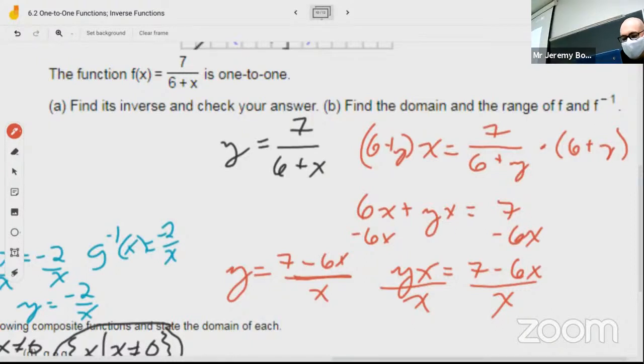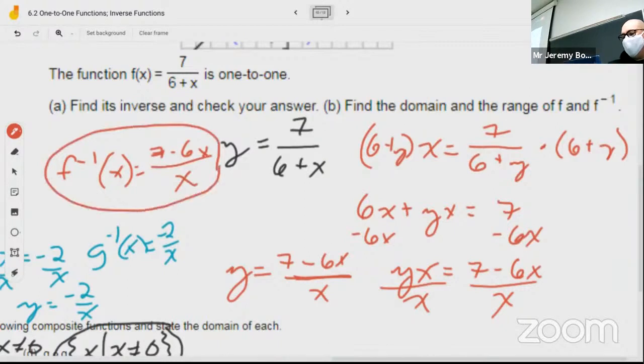And then the last thing we've got to do is, it was f, so f inverse is 7 minus 6x over x. Any questions on finding that?